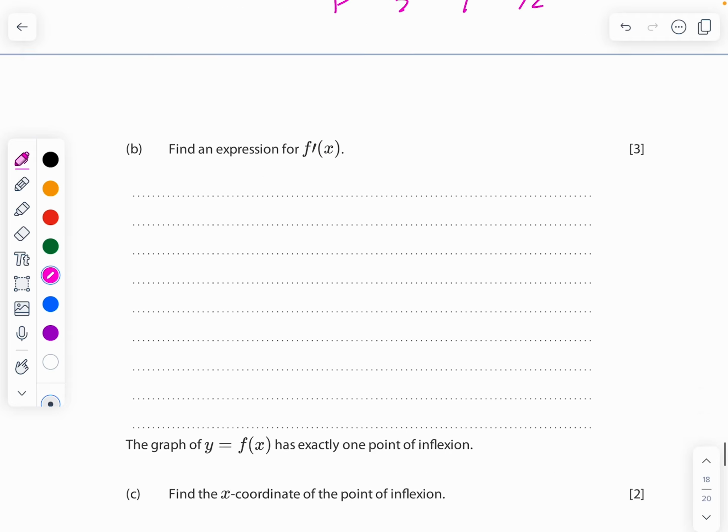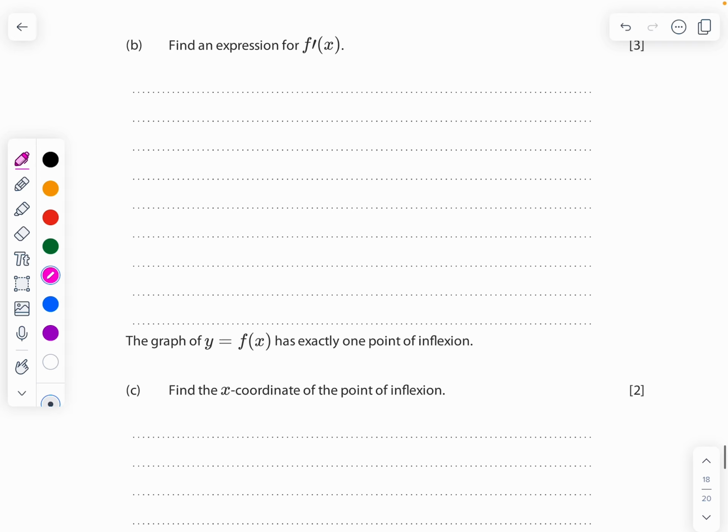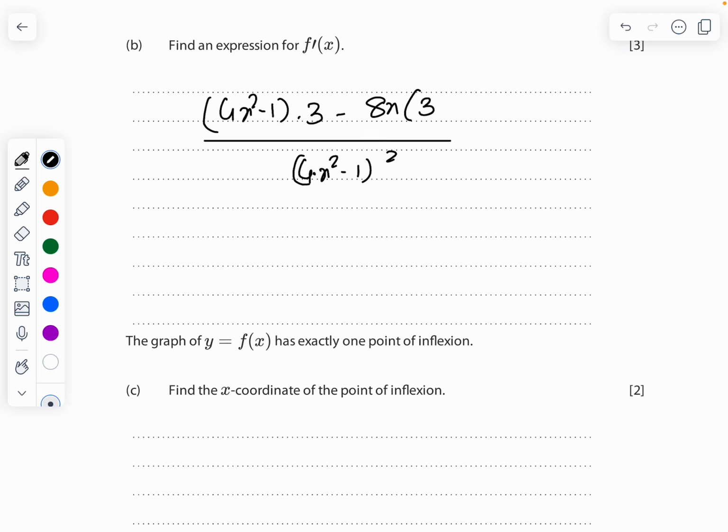Then find the expression of f prime x. So use the quotient rule. 4x squared minus 1 whole squared, 4x squared minus 1 times 3 minus 8x times 3x plus 2. So which becomes negative, directly I am writing, negative 12x squared minus 6x minus 3 divided by 4x squared minus 1 whole squared.